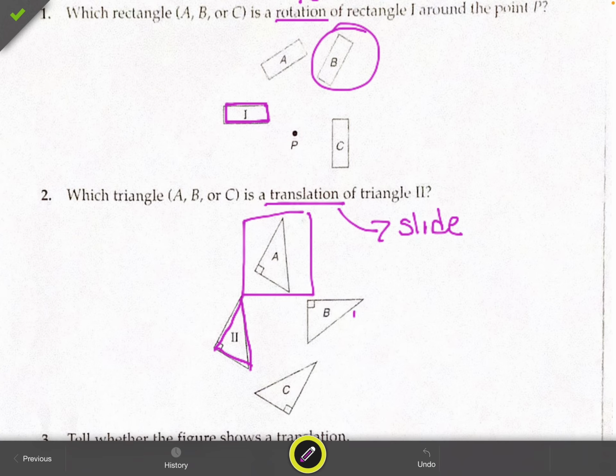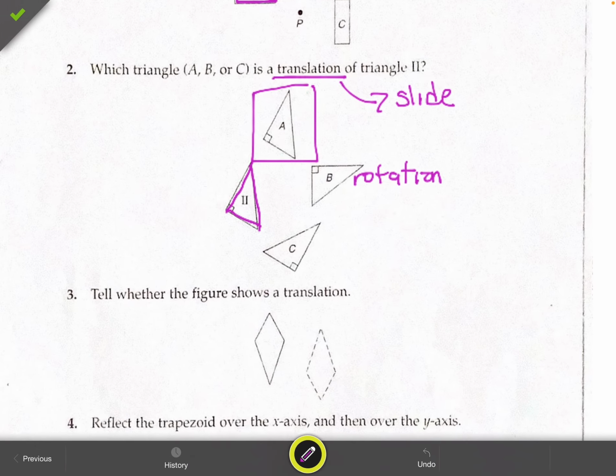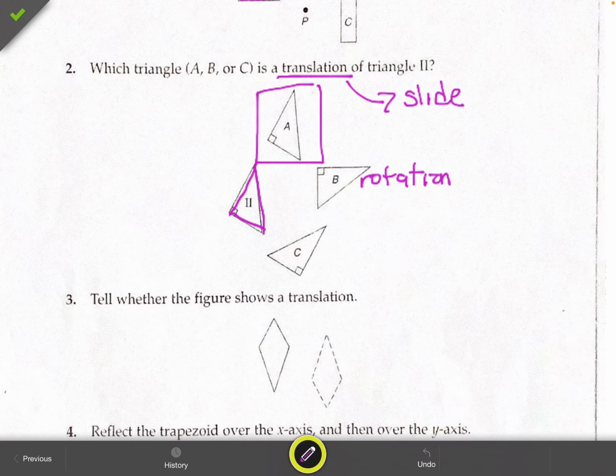B looks like some sort of rotation of our original. And C definitely looks like a reflection and also some sort of translation. But yeah, they just slid up. That's how they got it.